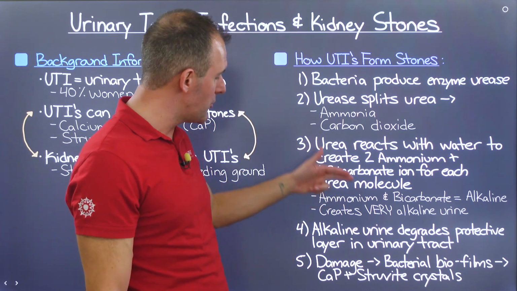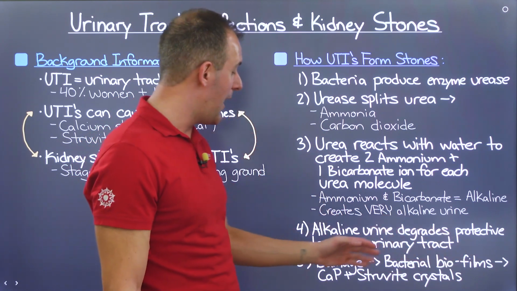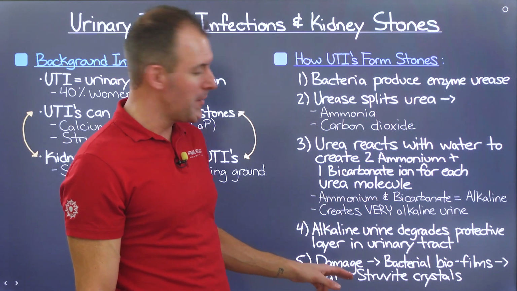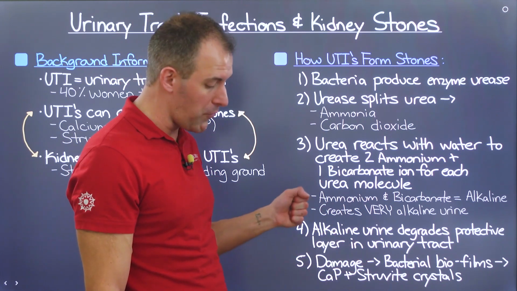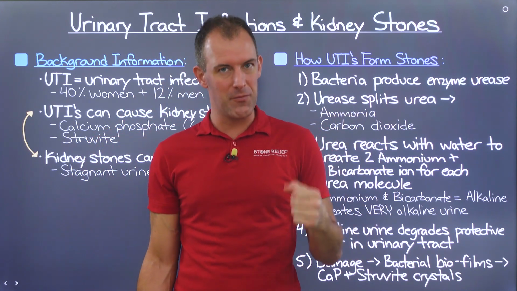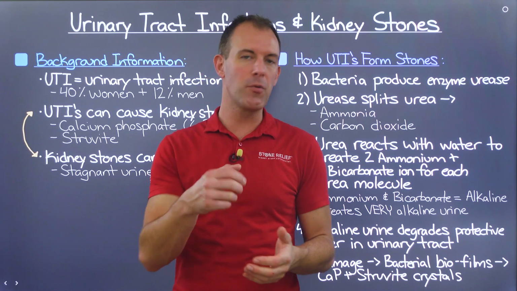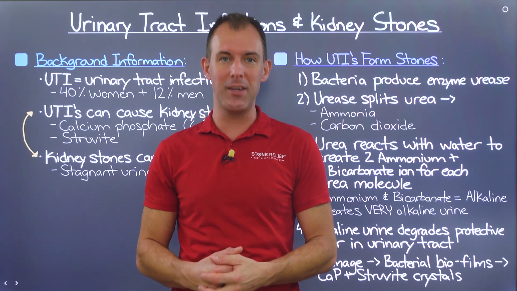So when this occurs, that damage leads to bacterial biofilms starting to form, which then act as the foundation of both calcium phosphate and struvite crystal formation, which is the first stage in starting to form these different types of kidney stones. In the next chapter, we're going to talk about 3 different strategies that you can use to try to minimize your risk for UTIs and kidney stones.